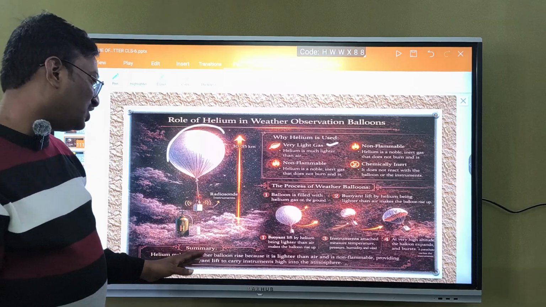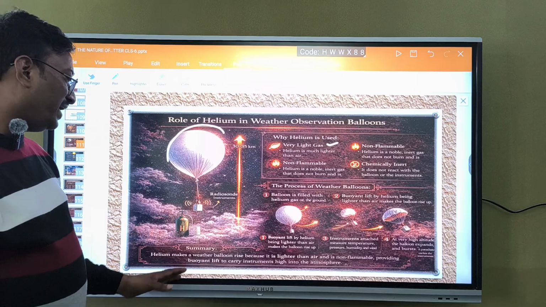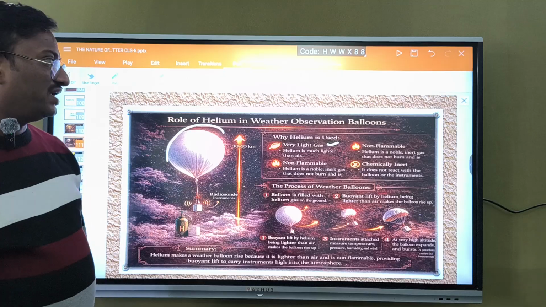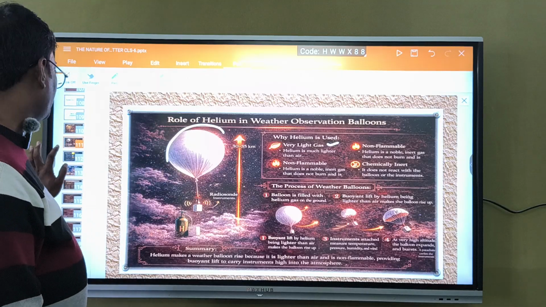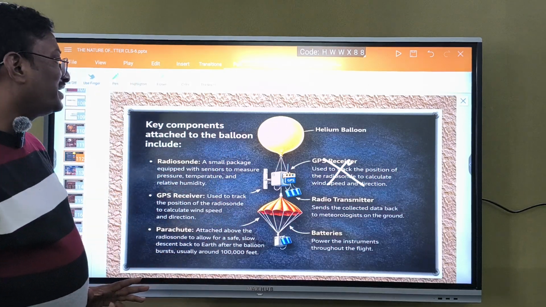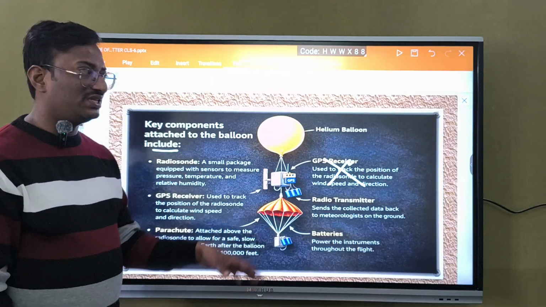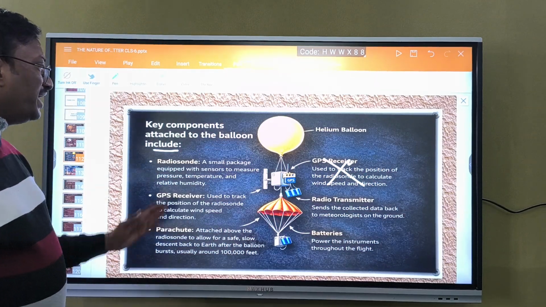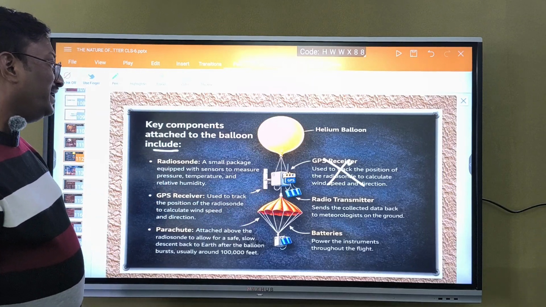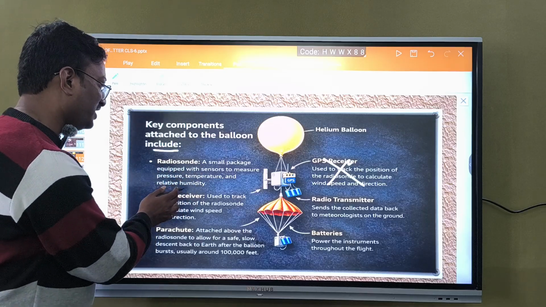So helium makes a weather balloon rise because it is lighter than air, non-flammable, and provides buoyant lift to carry the instruments high into the atmosphere. So this is the use of helium. What are the key components attached to the balloon in order to study the weather? Radiosonde is one of them. What is that radiosonde? It is a small package equipped with sensors to measure the pressure, temperature and relative humidity.